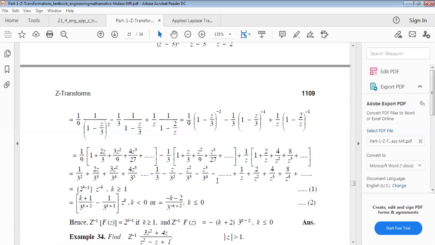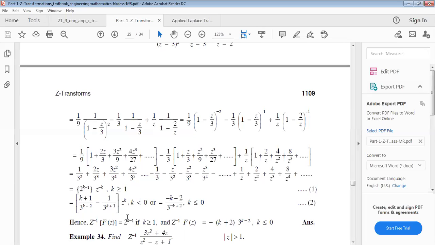Actually, for every term we have to write (k plus 1) divided by 3 to the power (k plus 2), minus 1 divided by 3 to the power (k plus 1), in brackets, z to the power k, for k less than 0. That means less than 0 means what? Minus 1, minus 2, minus 3, up to minus infinity, okay? Or this can be written, after taking LCM, like this. That means k less or equal to 0, that is k equals 0, 0, minus 1, minus 2, minus 3, dot dot up to minus infinity.